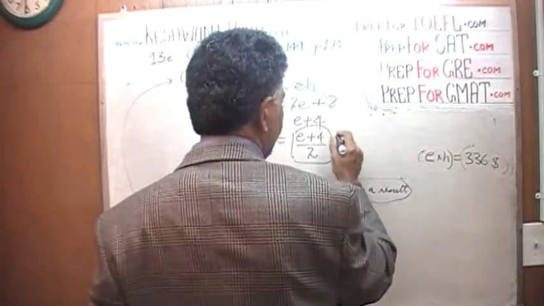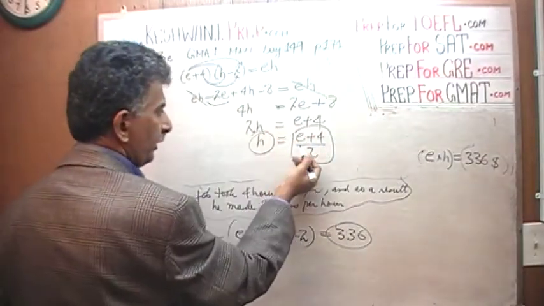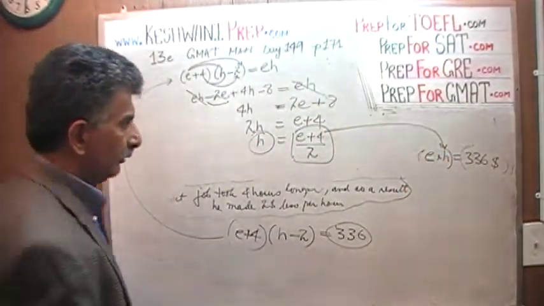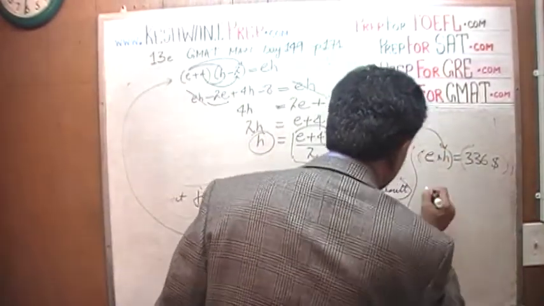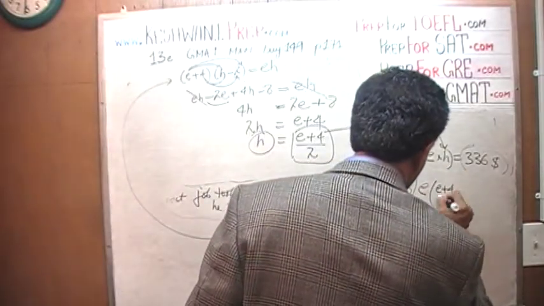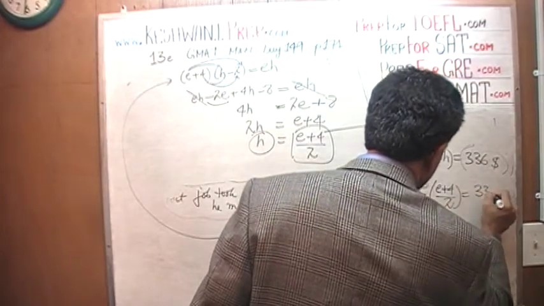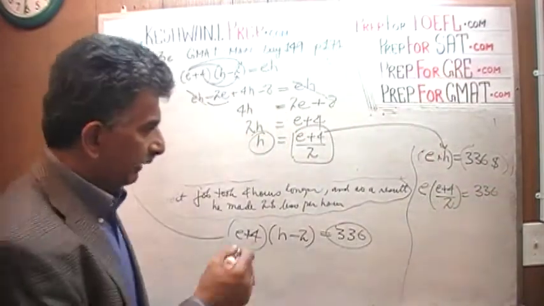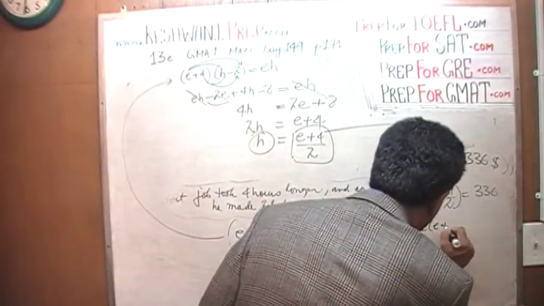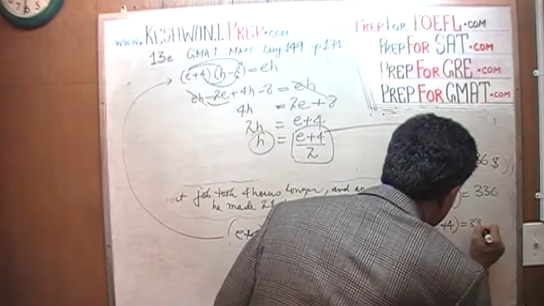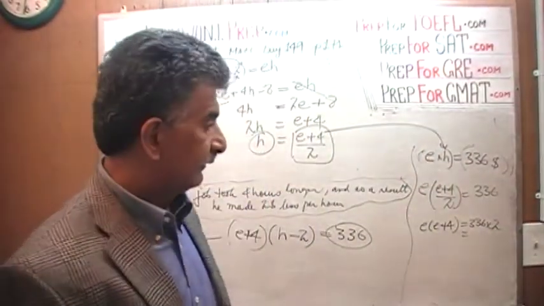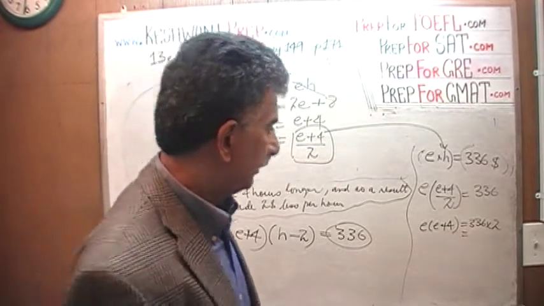We're going to put this equation, h equals this quantity here, and we're going to substitute this part in here. Okay? So we get e times h, which is e plus 4 over 2, equals 336. Multiply both sides by 2. If you multiply both sides by 2, we end up with e times e plus 4 equals 336 times 2, which is 672.